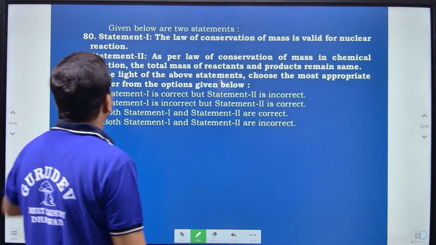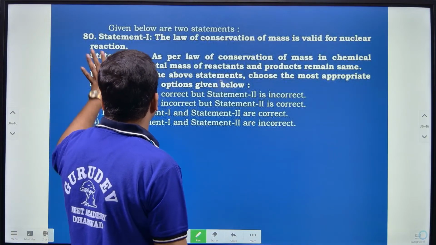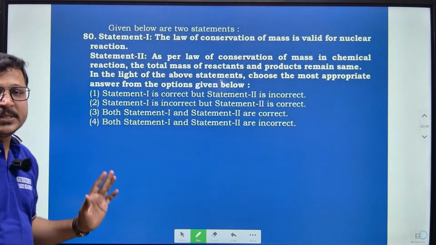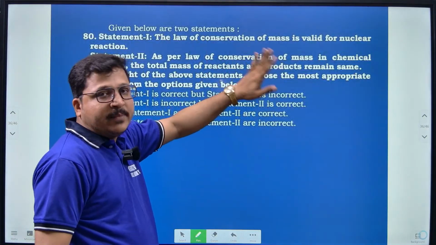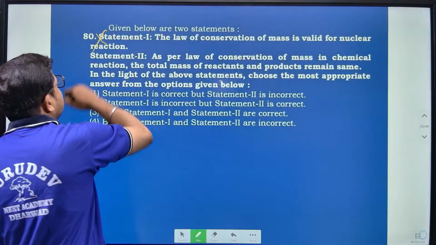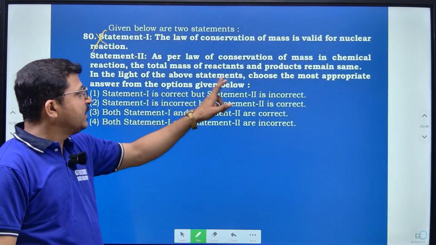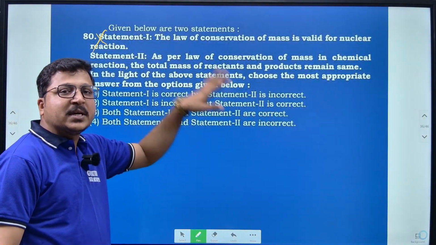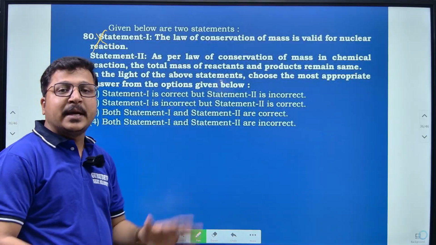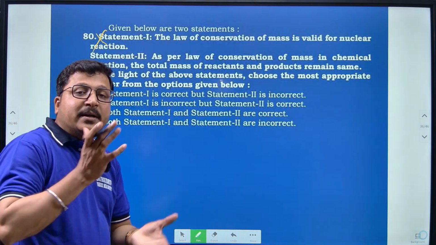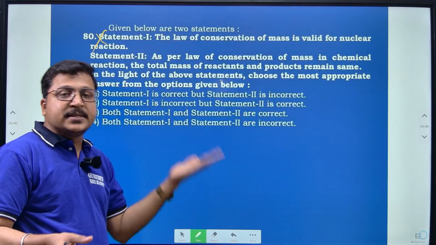Now move to question number 80. Statement 1: The law of conservation of mass is valid for nuclear reaction. This is a completely wrong statement. Why? Because the law of conservation of mass is valid for all types of reaction. Therefore, statement 1 is wrong. As per the law of conservation of mass, in a chemical reaction, the total mass of the reactant and product remains the same. Whatever compounds react on the reactant side, the same come in the product side, and their masses, just there is a reorganization of molecules, but there is no change in the mass.